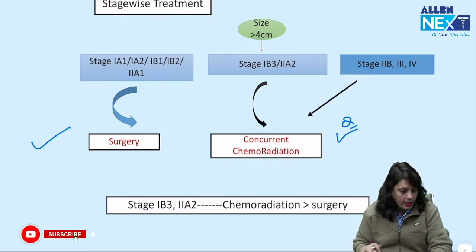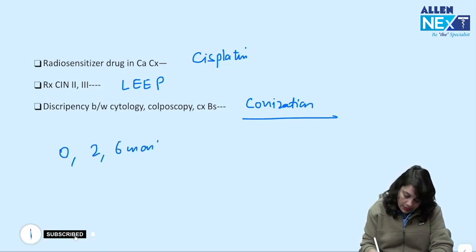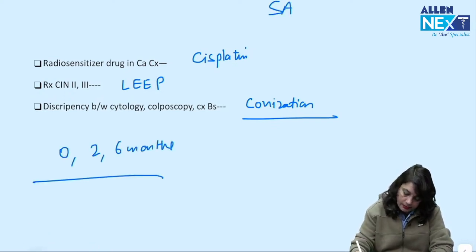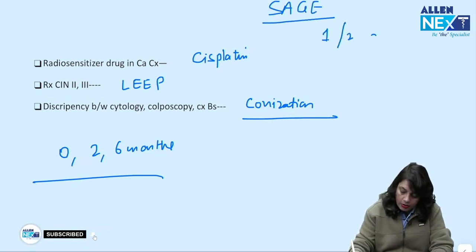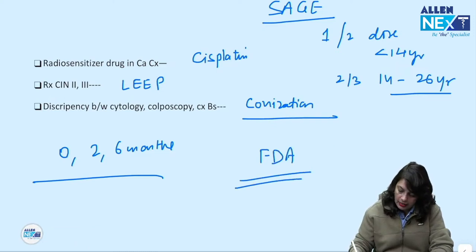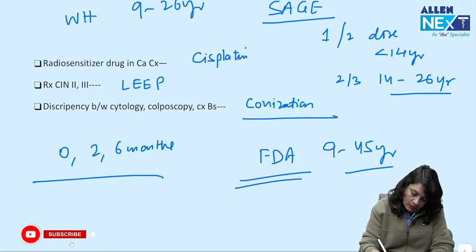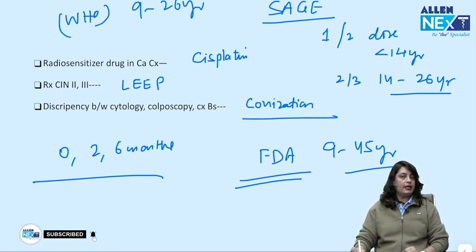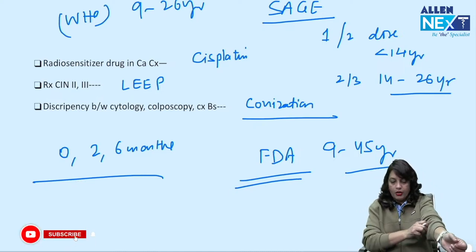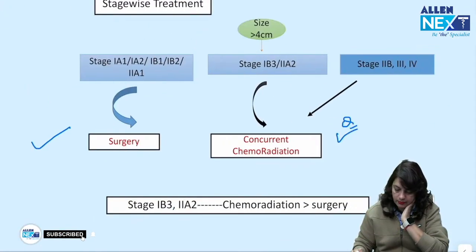For how many total doses of the vaccine? Vaccine doses are at 0, 2 and 6 months. But there are the latest SAGE guidelines. They say 1 or 2 doses is enough in less than 14 years of age and 2 to 3 doses between 14 to 26 years of age. WHO says 9 to 26 years or before sexual activity. FDA says 9 to 45 years of age. So 1 to 2 doses in less than 14, 2 to 3 doses in 14 to 26 years of age.